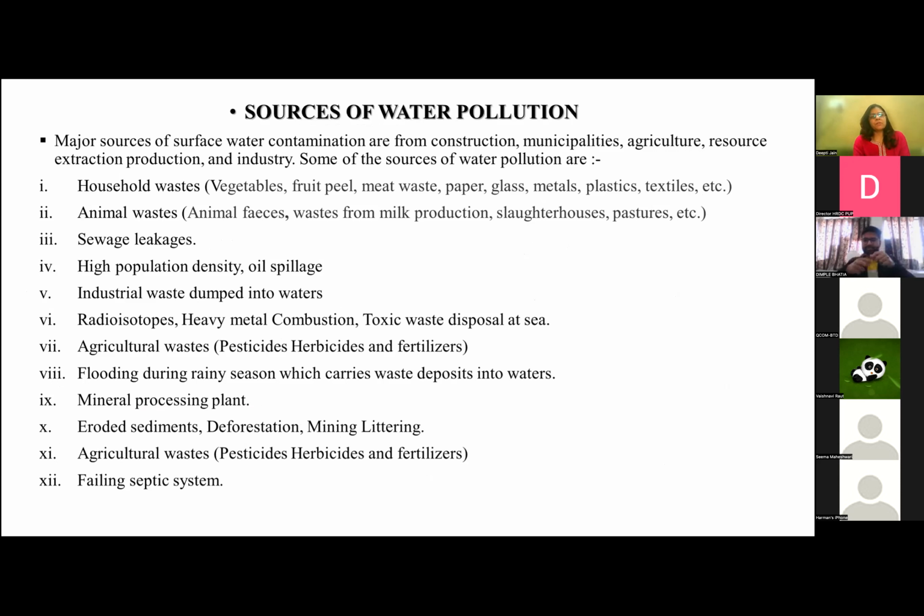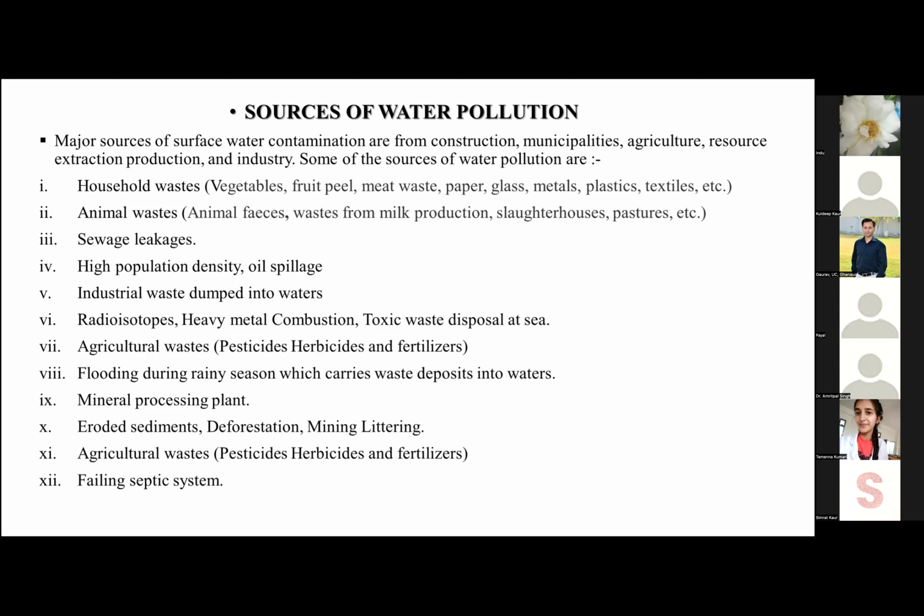The major sources of surface water contamination are from construction, municipalities, agricultural resources, extraction, production, and industry. Some of the sources of water pollution, as we have already discussed, are household waste like vegetable and fruit peel, meat waste, paper, glass, metals, plastics, textiles. These are all the household waste which can impart impurities and contamination to water. The animal waste, that is animal feces, waste from milk production, slaughterhouses, pastures, etc.